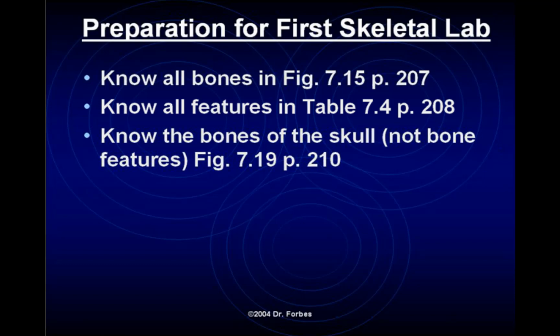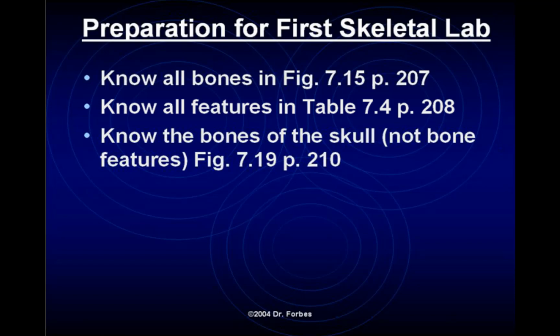Also know the bones of the skull in figure 7.19, page 210. And once again, Marieb will have a very similar illustration. Know the major bones of the skull. You don't have to know the little features of the bones, just know the bones. So we're talking temporal, parietal, frontal, etc. Those that are listed in your SPOs.